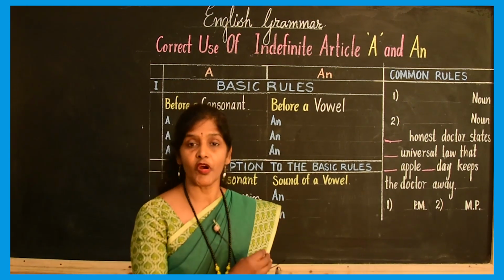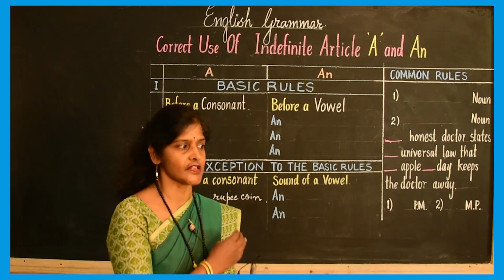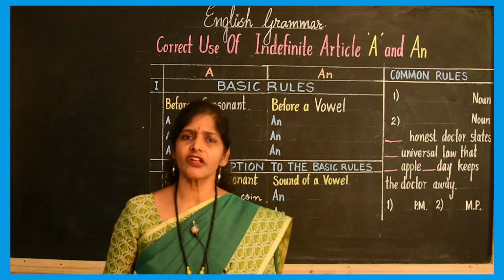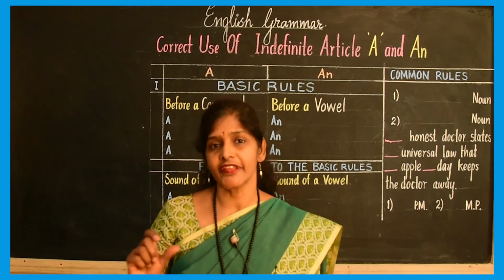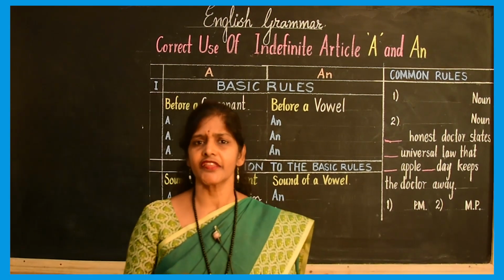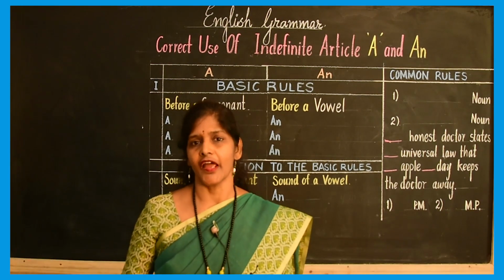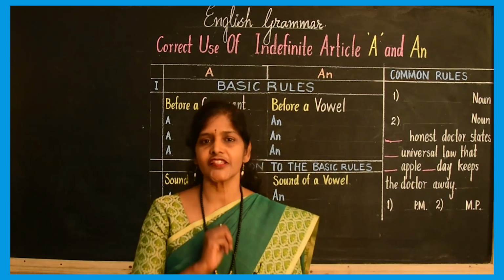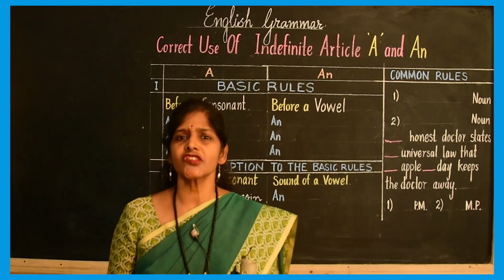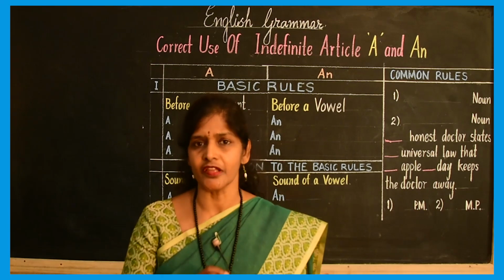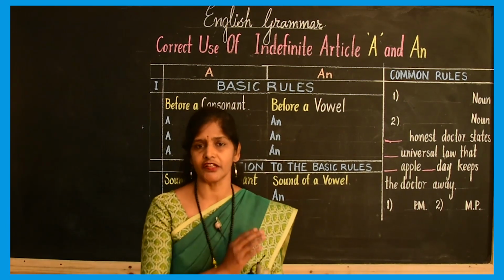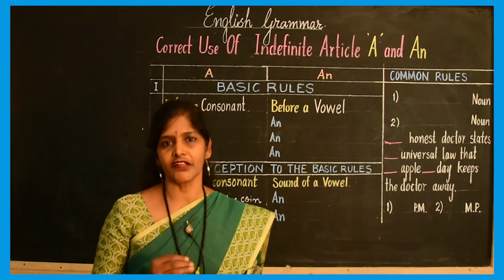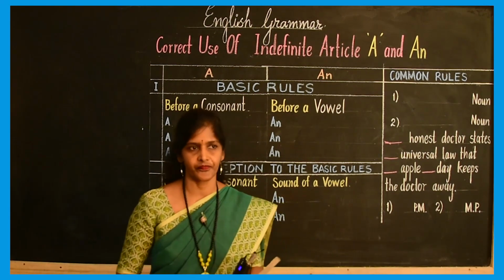Now, talking about the rules that govern the articles a and an. We have noticed that many children know the basic rule that governs these articles and they apply it universally, and they end up making mistakes. Therefore, it is very essential to know the nitty-gritties of the entire concept thoroughly so as to use these articles appropriately. So, let us see what the rules are that govern the articles a and an.